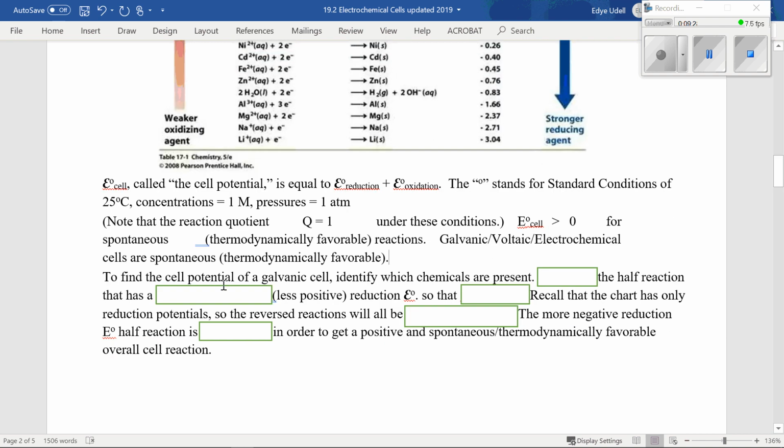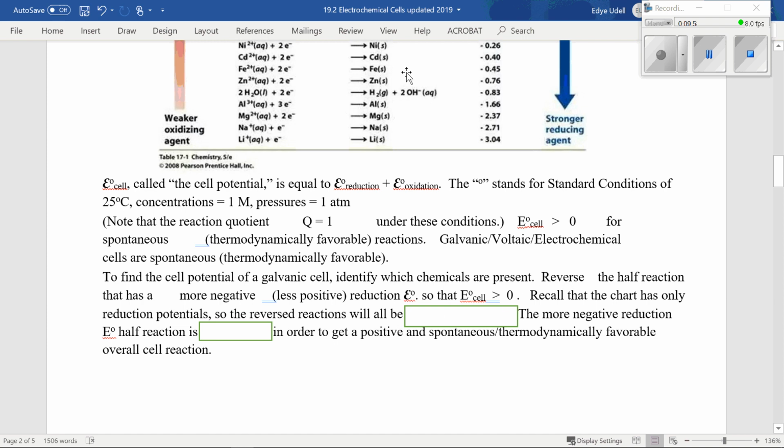Now, you'll have problems where you have to find the cell potential for galvanic cells. And in order to do that, you have to identify which chemicals are there. You reverse the half reaction that has a more negative or less positive reduction potential, so that the total cell potential will be greater than 0. You'll see this in action in a moment, but you want to have these instructions because students always say, wait, how do I know which reaction to reverse?